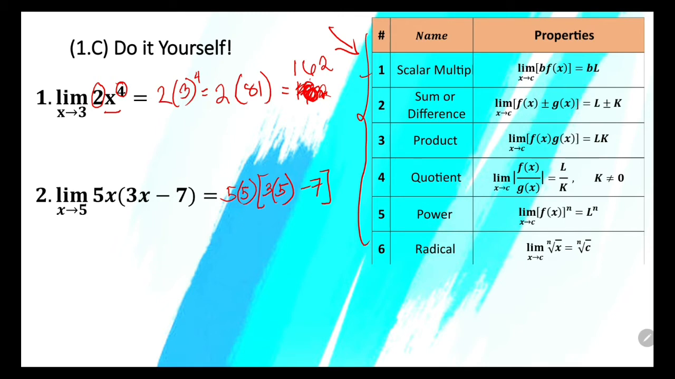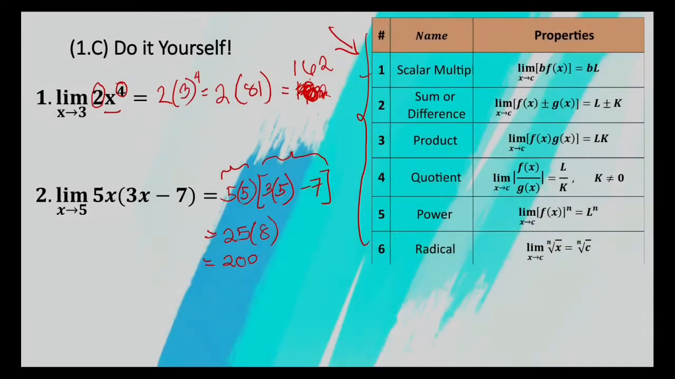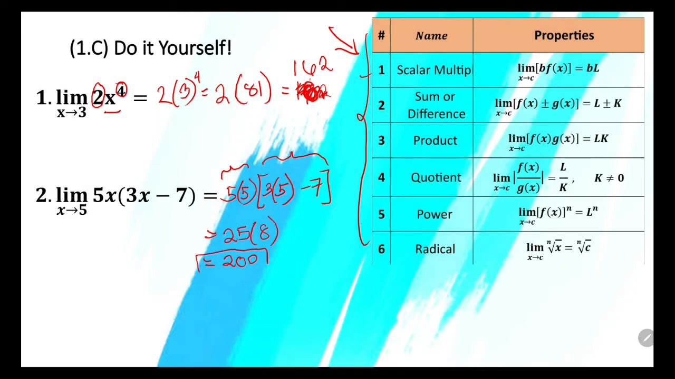So katong kani siya. Okay, evaluate na siya, evaluate po ni siya, separate, kaya separate man po niya group. You have the 5 times 5 is 25. Then 3 times 5 is 15 minus 7, you have the 8. And 25 times 8 is 200. Okay, so this is now your limit of the function number 2 as x approaches 5.